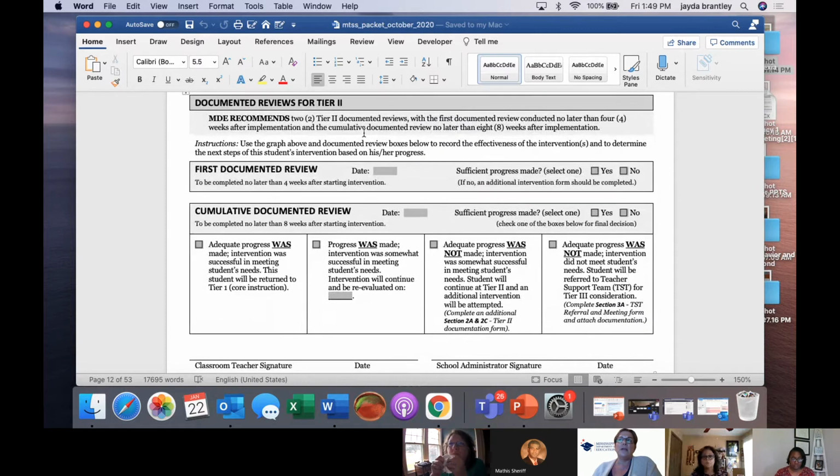Okay, and so we already kind of covered this piece right here, that we're going to look at this data at 4 weeks, and then we're going to look again at 8 weeks. And then we're just going to write our date that we first reviewed, if we feel like the student's making sufficient progress. And then this is for our 8-week cumulative review. But then again, remember, we call it a cumulative review. However, it may not be the end of intervention. So we would make those notes, and we would choose our reasoning down here.